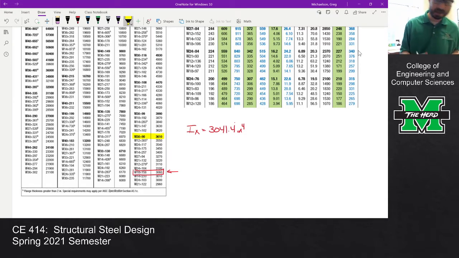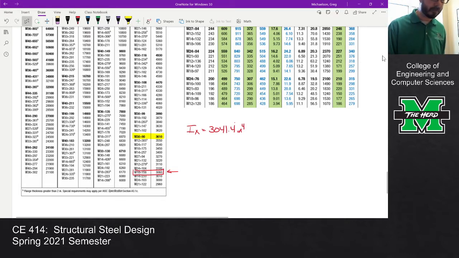So now we're going to try a W30 by 90. Now, before I start step 5, where I start grunting out the math and the computations, I might as well check the W30 by 90 to see if it's got enough flexural capacity as well. So I go back to table 3-2.